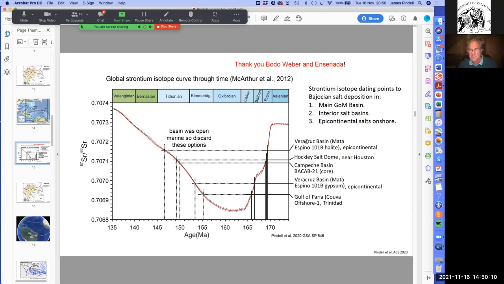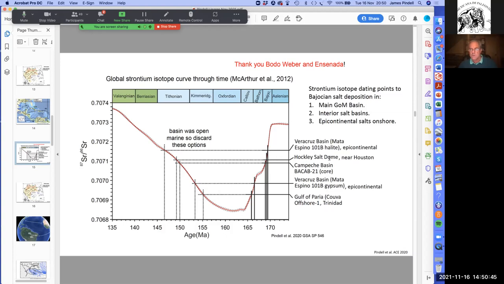So for this sample right here, this halite sample from Veracruz, the age could be 169 or the age could be 146. Okay, we know that the Gulf of Mexico was already open marine deposition by that time. That's in the Tithonian. That's the time of all Mexico's good source rocks. So that would not be a very likely time for evaporite deposition to be forming. So we know that the age of the salt is this one.